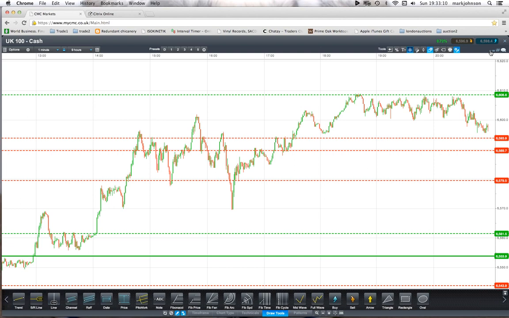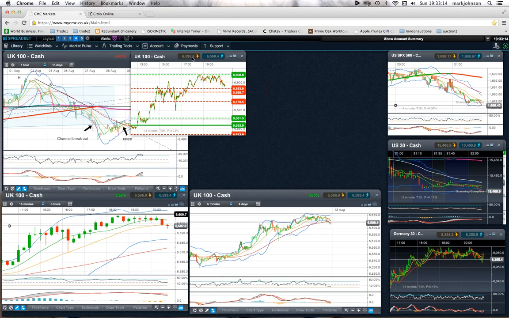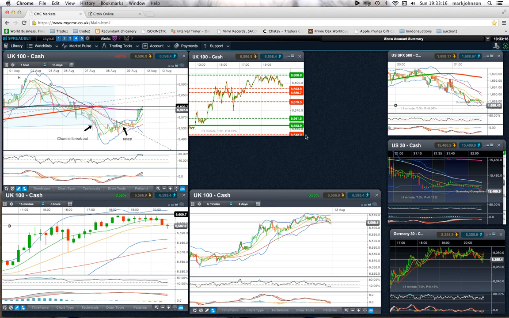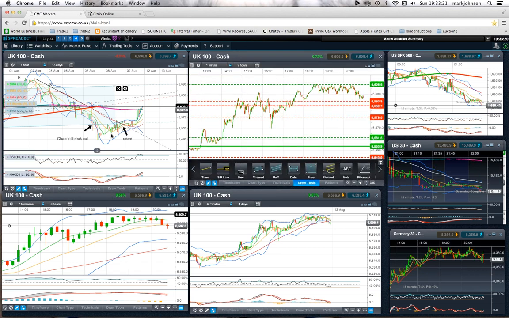There's no actual clear direction long term, so I'm not sure where it's going to go. I'll carry on watching this hour chart, which has got my head and shoulders on. Let me just show you that.